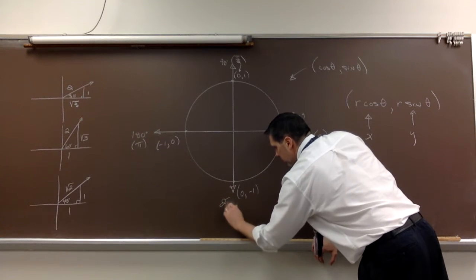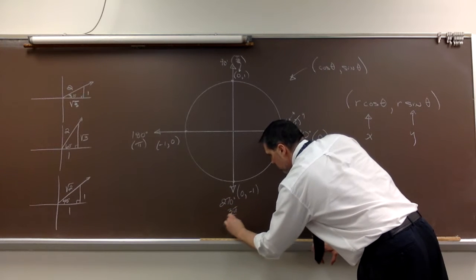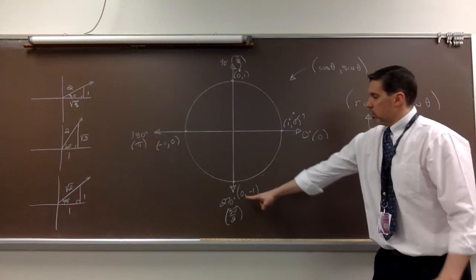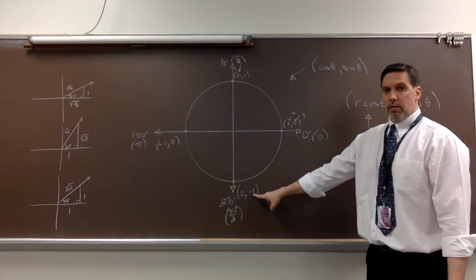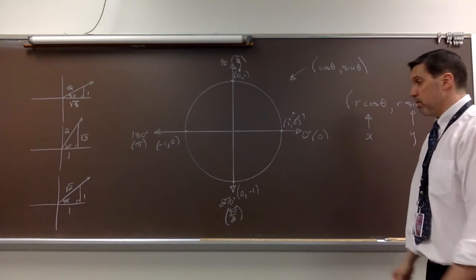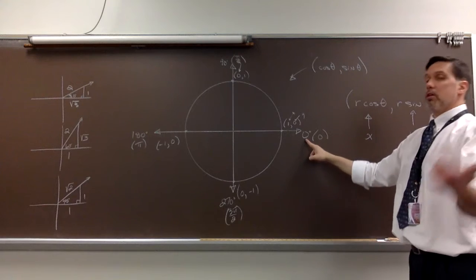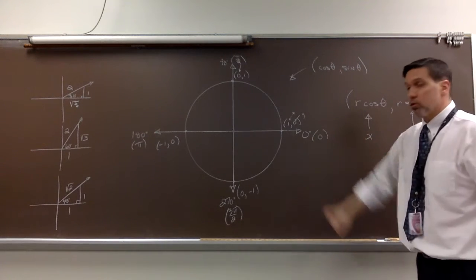270, same thing. 270 is 3 pi halves. So again, what's the cosine of 270? What's the sine of 270? You can see that right there. Cosine of 270 is 0. Sine of 270 is negative 1. And if we complete the full revolution, we could say this is 360 and so on and so forth.